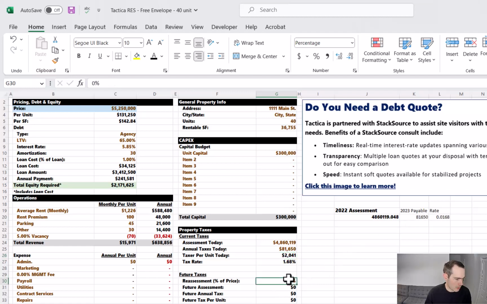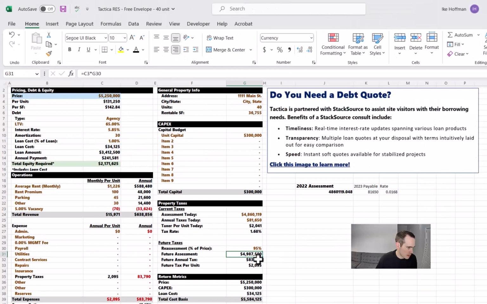And then I am going to set the reassessment as a percentage of price to 95%. In other words, if we were to purchase this property for $5.25 million, it would reassess at 95% of that, or just shy of $5 million. And then that pro forma tax amount, taxes going up from $81,000 to nearly $84,000, will flow into the operations.